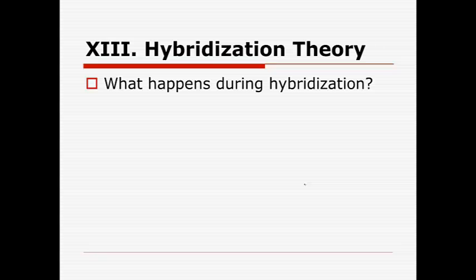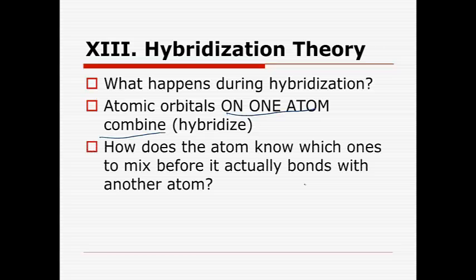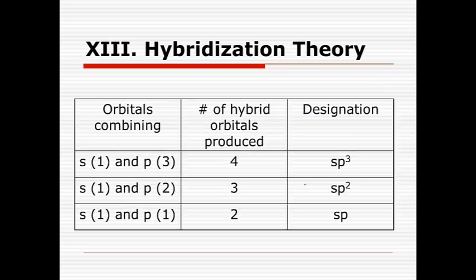Now, what happens during hybridization? Atomic orbitals on one atom will combine. They will hybridize. Now, how does the atom know which ones to mix before it actually bonds with another atom? Don't worry about it. It just does. I went over this a little bit earlier. In an sp3 hybridization, the s orbital and 3 of the p orbitals from the same energy level will mix together and make 4 of these hybrid orbitals. Each one of these 4 ends up with the same energy. sp2 is an s and 2 of the p's. sp is an s and just 1 of the p orbitals.